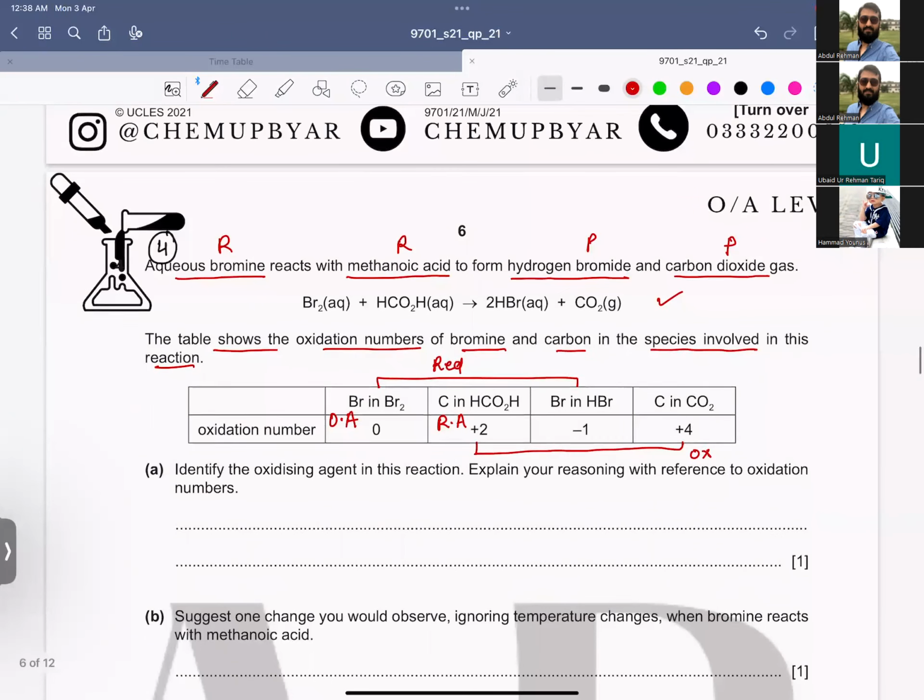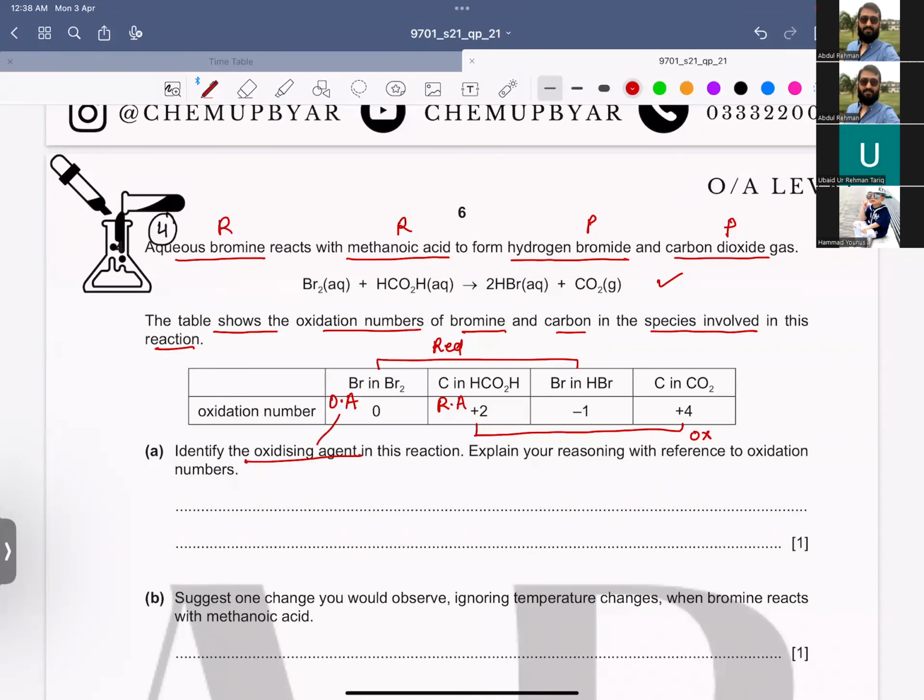Now, what they are saying, identify oxidizing agent. So we have identified the oxidizing agent, that is Br, bromine. In this reaction, explain your reasoning with reference to oxidation numbers. So what we are observing is that its oxidation number is changing from 0 to -1, right? So we state the answer in the same way.